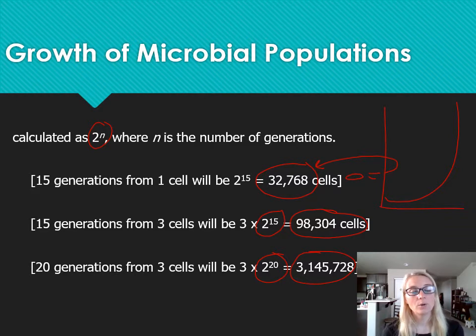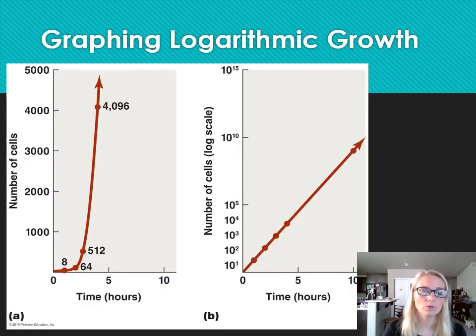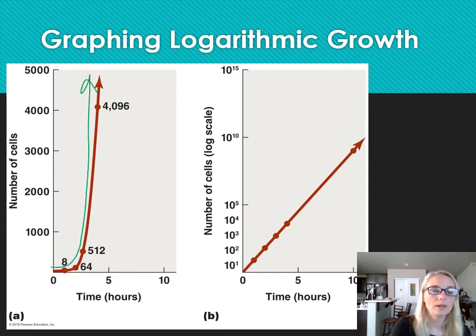Okay. Now, if you are a researcher and you're trying to track and measure your organisms, having a straight up and down vertical line does not tell you very much about the growth rate of your organism. So like this, if we were to have our graph just go really slowly and then it goes straight up, that's not going to tell us much. So a lot of times you'll see bacterial growth represented on what's called a semi-logarithmic graph.